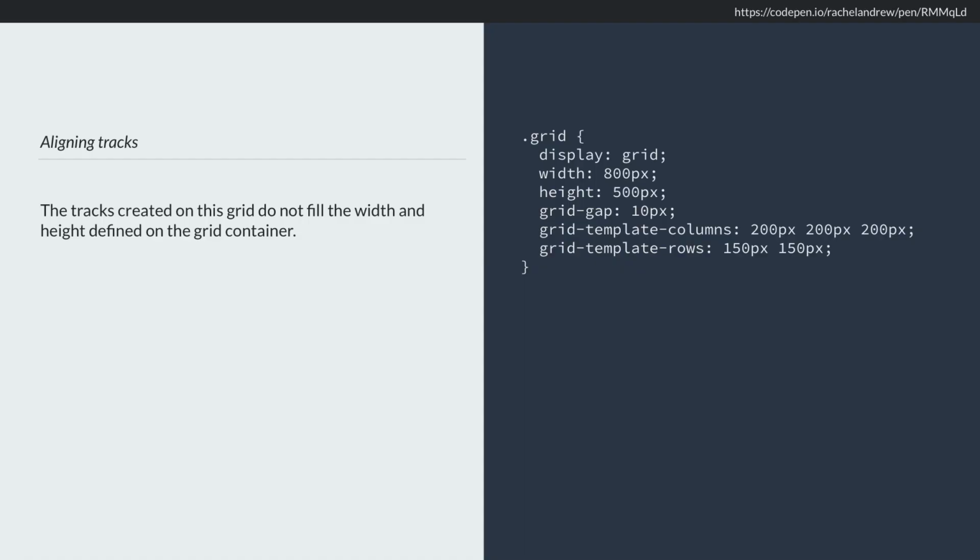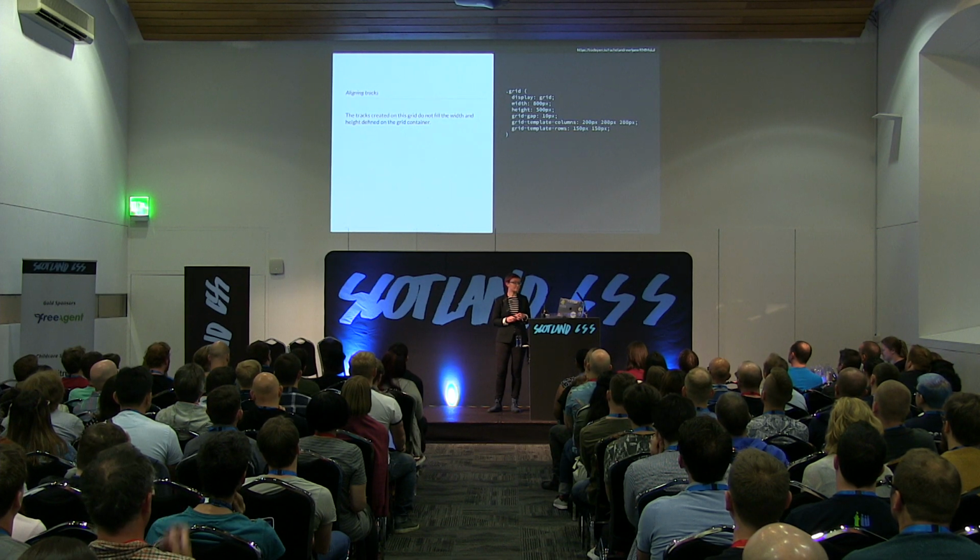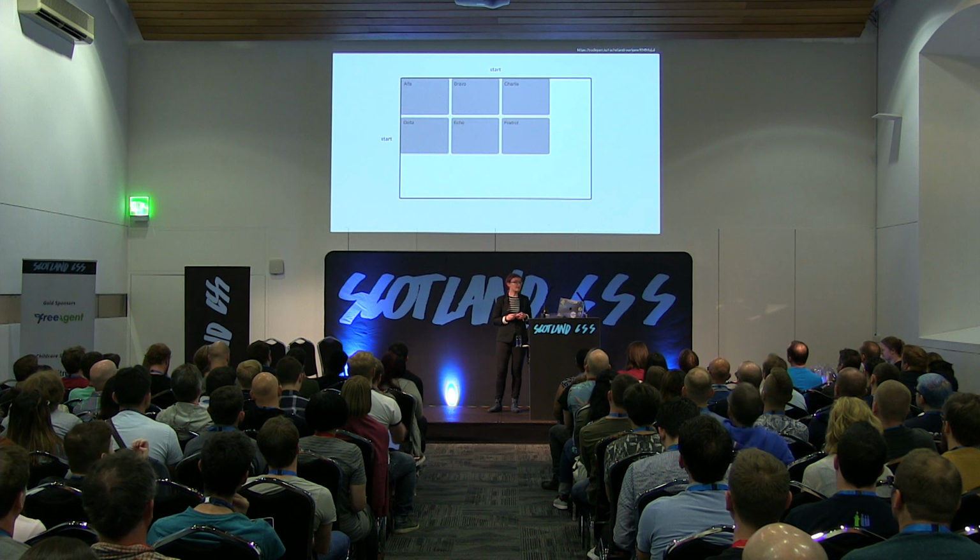Let's have a look at aligning tracks. So to align tracks, we need some extra space in the grid container. So here we've got our grid items, our tracks are all up in the corner because we've got this extra space. They're fixed size tracks. The grid container is bigger. There's extra space. And so we can play with that space. By default, the tracks are aligned to start, which is why they're up, because I'm in English, which is why they're up in the top left there. So there's our start.